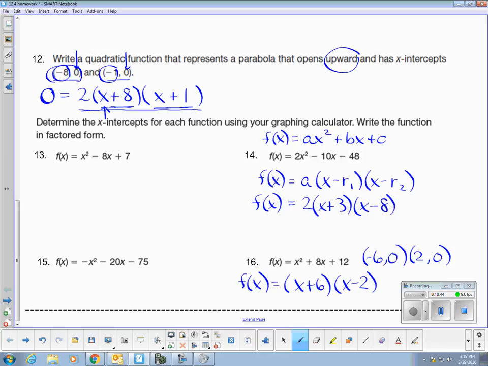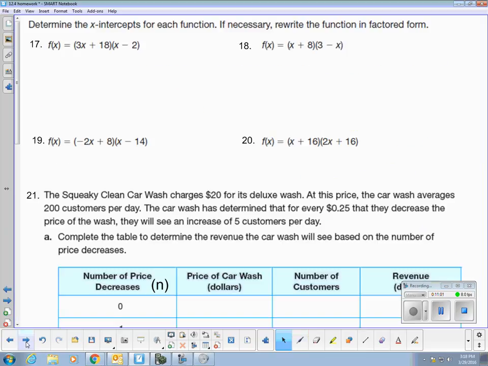Number 14, I didn't write my zeros down. One of my zeros was negative 3, comma 0. And my other zero is going to be at 8, comma 0. Determine the x-intercepts for each function and then write it in factored form.